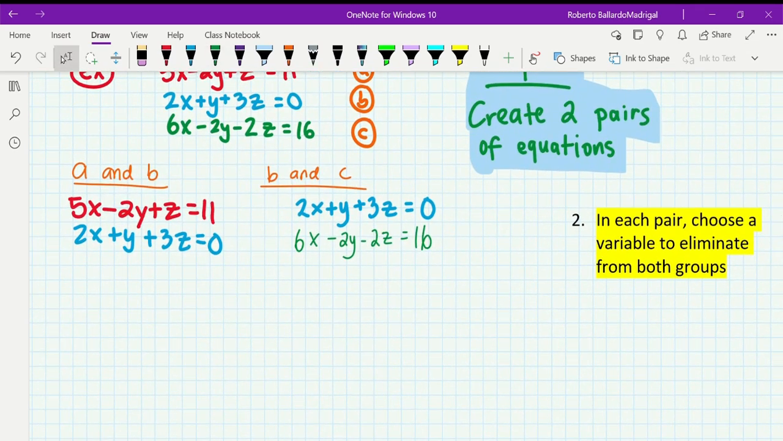Right, your second step, step 2. In each pair, choose a variable to eliminate from both groups. It has to be the same variable. For example, if you choose to eliminate x in the first equation, then you must eliminate x in the second equation as well. It applies to any variable that you choose to eliminate. Must be the same variable.